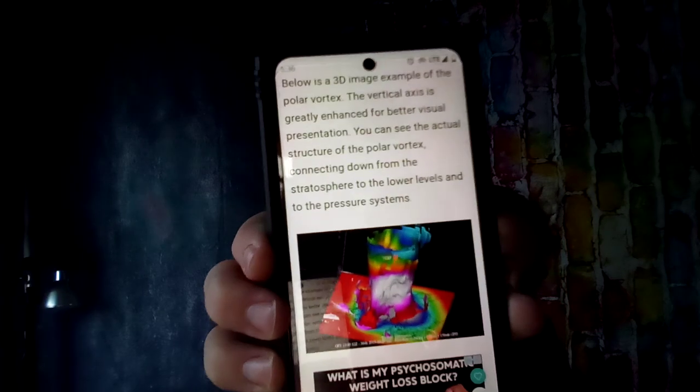The best way to understand the polar vortex is to see it. In simple terms, it is just a name that describes the broad winter circulation over the northern and southern hemispheres. Below is a 3D image example of the polar vortex. The vertical axis is greatly enhanced for better visual presentation. You can see the actual structure of the polar vortex connecting down from the stratosphere to the lower levels to the pressure systems. Y'all see that?